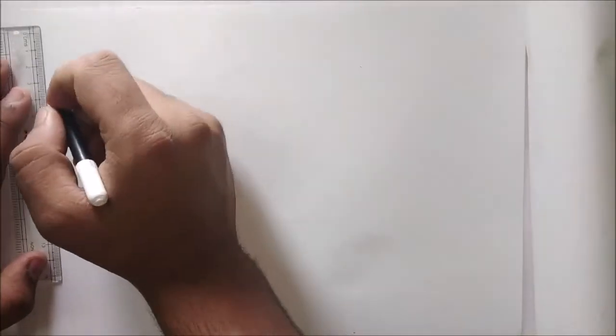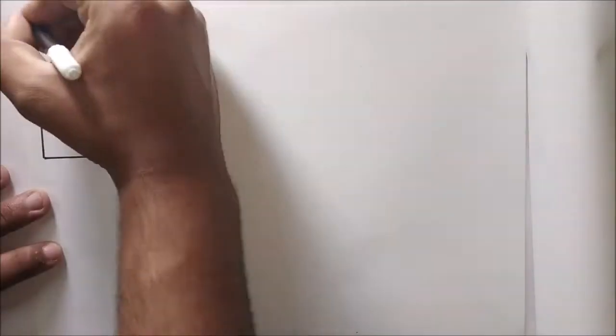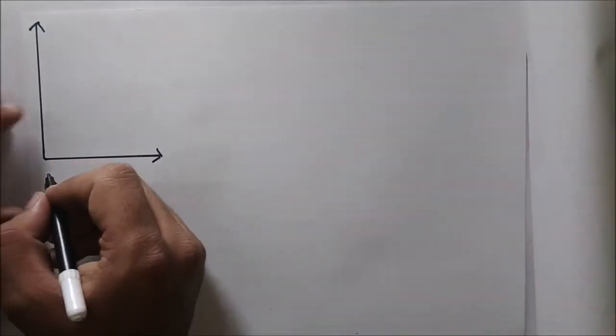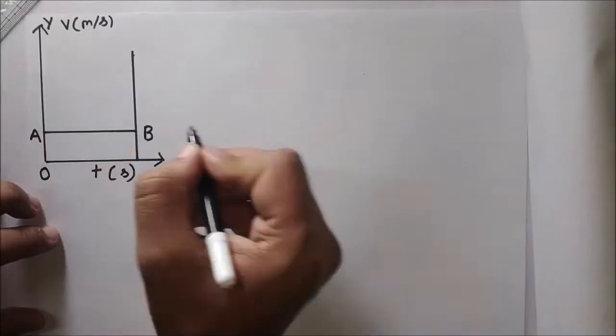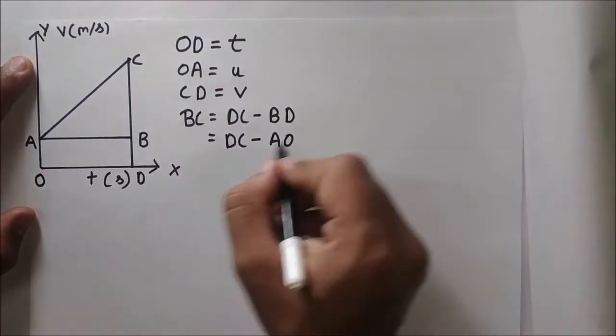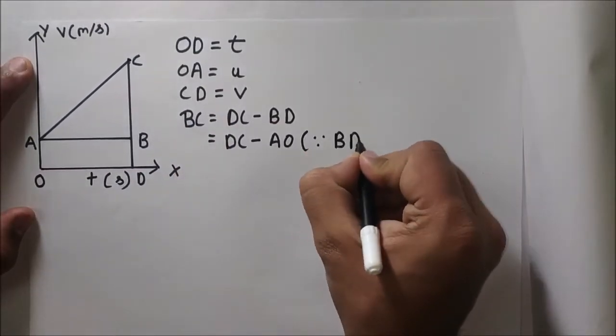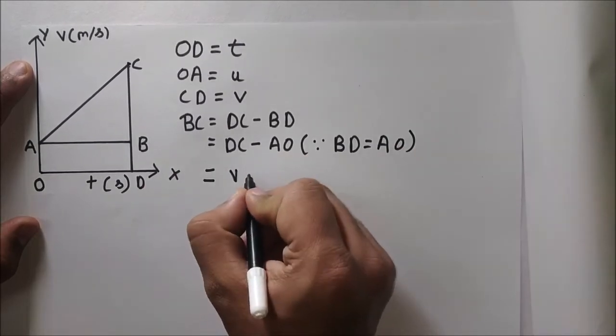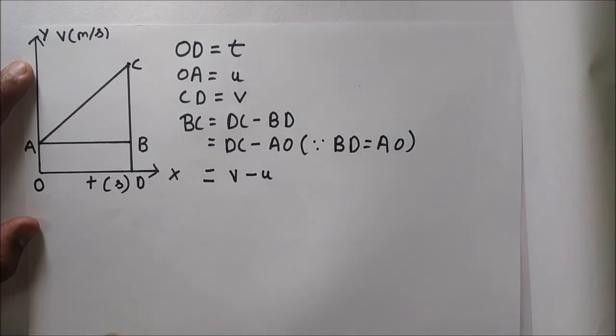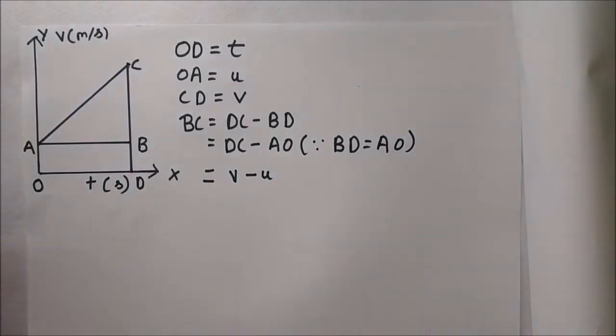So first of all, as you know, we have to first draw a graph. On the x-axis it is time, whose SI unit is second, and on the y-axis it is velocity, whose SI unit is meter per second. So OD is time, OA and BD are equal, so U is the initial velocity, CD is V, that is the final velocity, and BC equals DC minus BD, and BD is equal to AO, as I told you earlier. So DC minus AO will be equal to BC. So yeah, BC is V minus U.